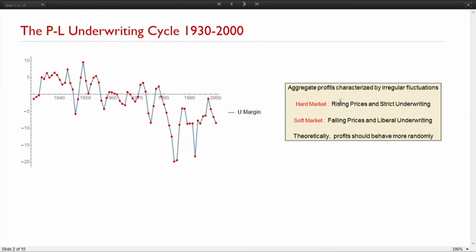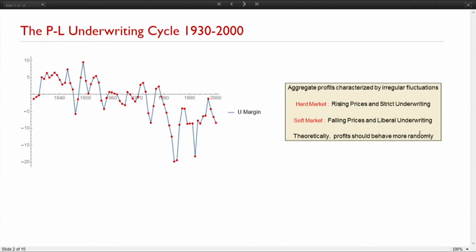Hard market gets its name because it's hard or difficult to get coverage. Rising prices, restrictive underwriting. Restrictive underwriting just means insurance companies are more careful about who they sell a policy to, who they let into their risk pool. And then the soft market's the other way around. Falling prices, liberal underwriting. They'll let anybody into their risk pool. They'll sell their policies to anyone. Or not to anyone, but they're more easily convinced to sell one.